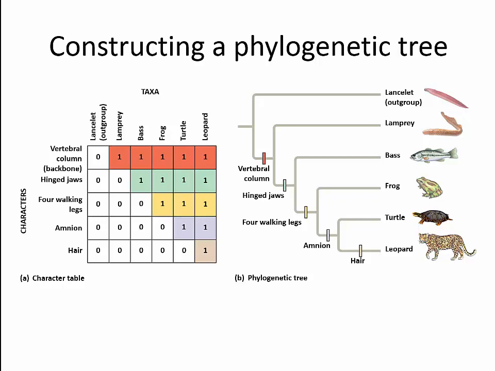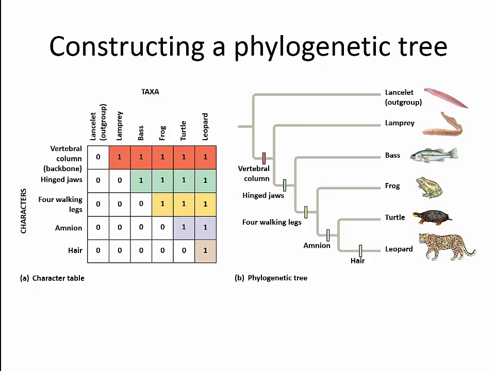For instance, in this very first row, variable column, does the lancelet have one? He does not. But does the lamprey have it? Yes, he does. Does the bass have it? Yes, he does. Does the frog have it? Yes, he does. And does the turtle have it? Yes, he does. And so does the leopard. So we would say, aha, vertebral column. And if you look on the right-hand side, the same thing is shown as red in the phylogenetic tree, a red bar.